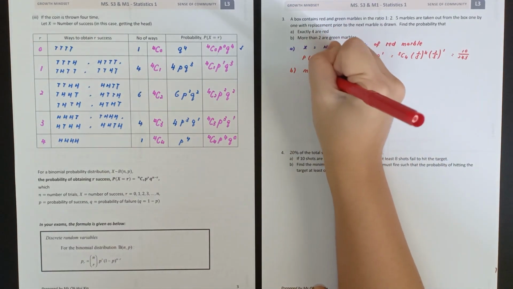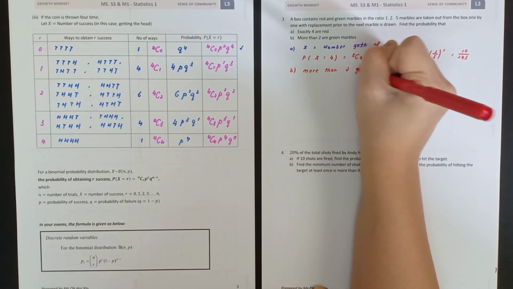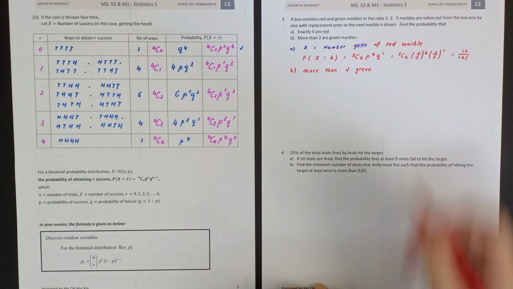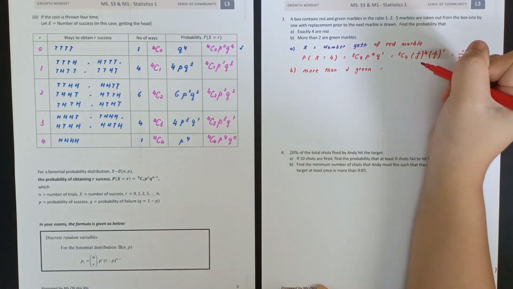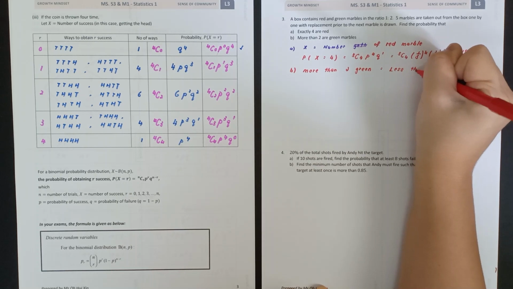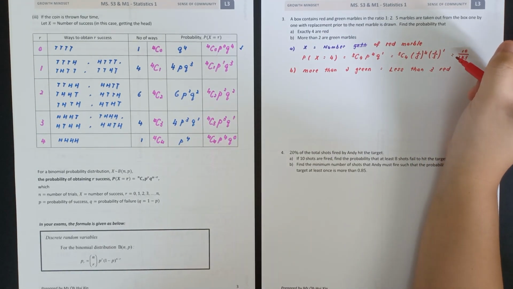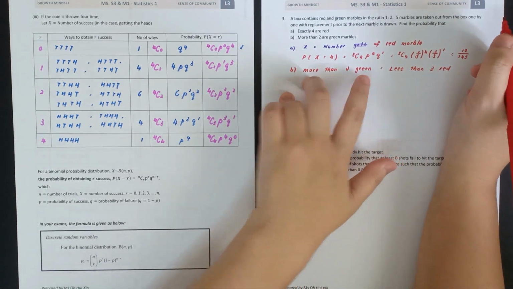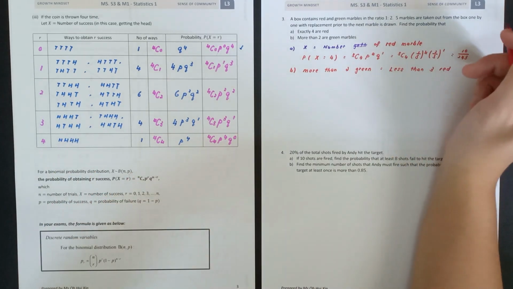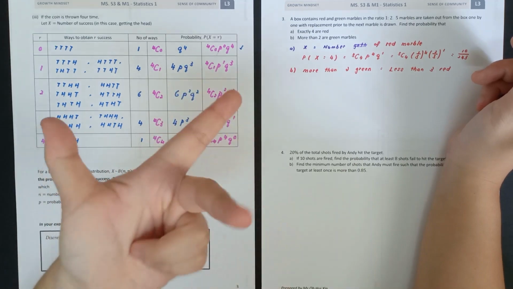So if more than 2 are green, what does that mean? It means less than 3 are red. Do you get the idea? Okay, more than 2 are green, so meaning the green must be 3, 4 or 5. Correct? So 3, 4 or 5.